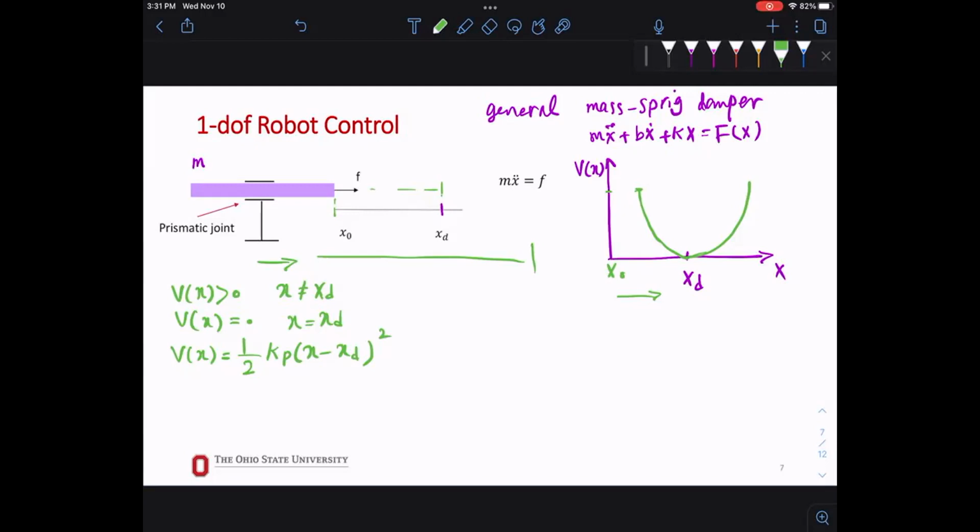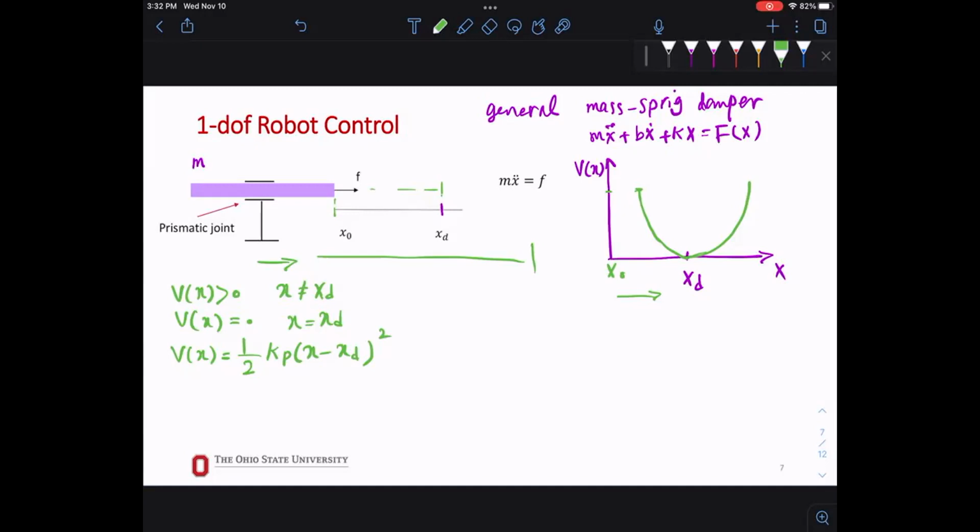So what do you expect? You want to drive this x minus x desired to 0. Then you will stop, right? So there is no actual spring in the system, just the behavior. The way that the potential energy is behaving is like in a spring. It goes back and forth because it wants to stop eventually at X desired.